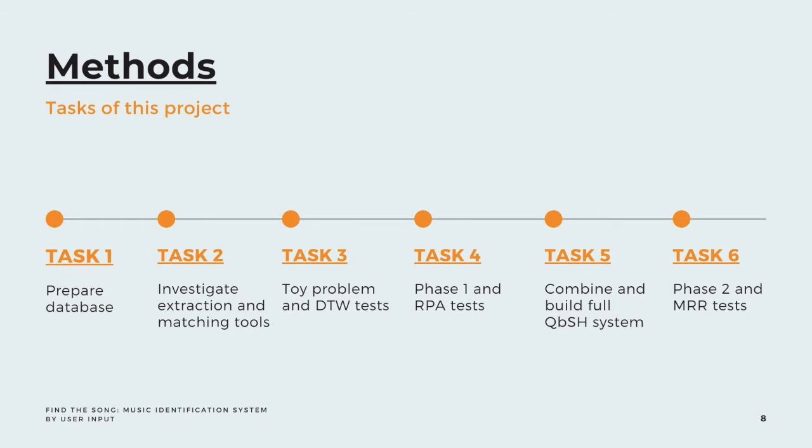To do this project, we divide the methods into 6 tasks, which are Task 1, prepare the database. Task 2, investigate extraction and matching tools. Task 3, toy problem and DTW test. Task 4, Phase 1 and RPA test. Task 5, combine and build the full QBSH system. And Task 6, Phase 2 and MRR test.